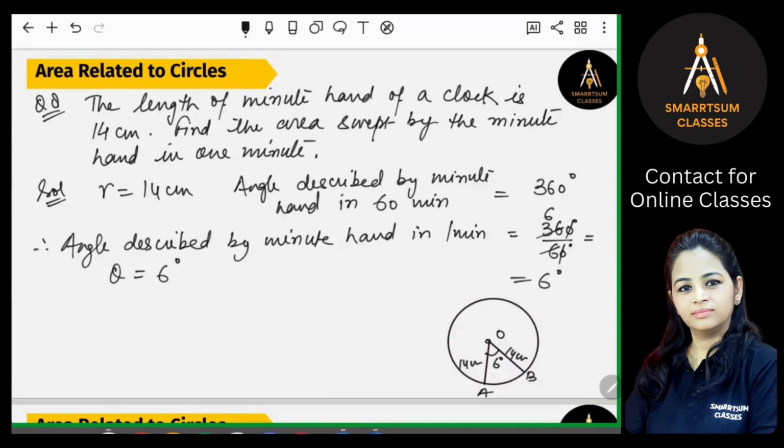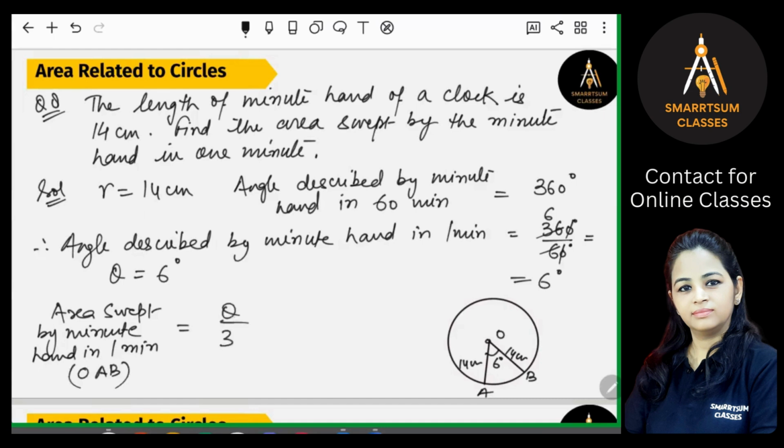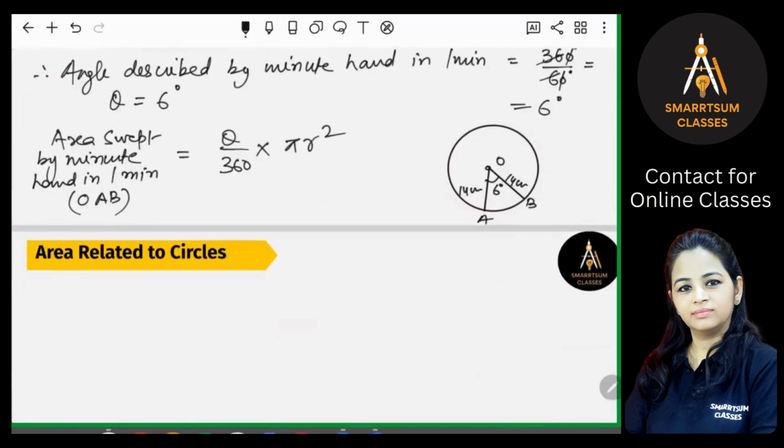Now we can find out the area. So the area swept by the minute hand in 1 minute will be equal to OAB in the figure. And this will be equal to theta upon 360 into pi r square, according to the formula. Now we can put the values here. Theta is 6, 6 upon 360 into pi, 22 by 7.